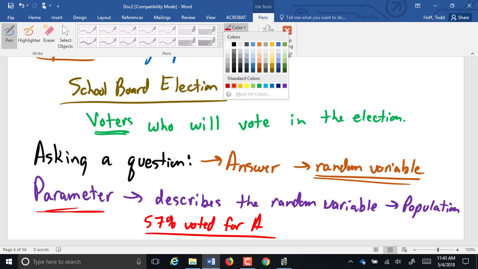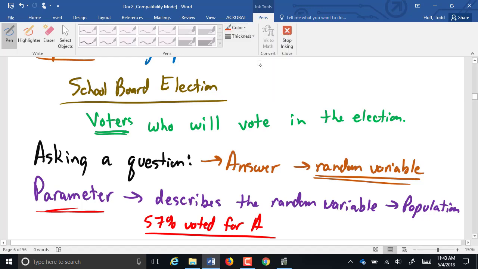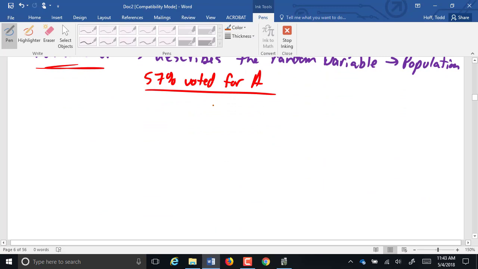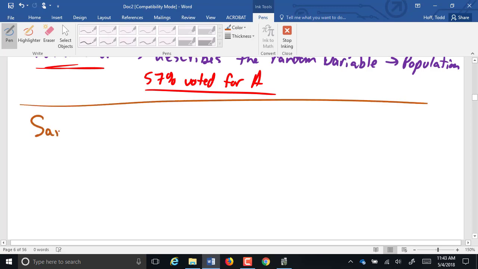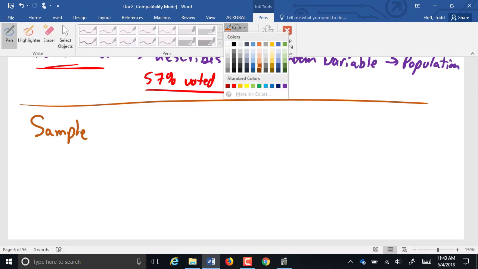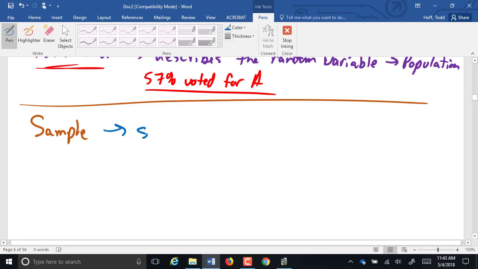Most of the time, we do not look at a full population. And there are a lot of reasons for that. I mean, actually, once the election occurred, there's really no reason to look into this anymore. We would be looking at before the election, trying to predict the result. And trying to get a hold of every voter would be pretty tedious. So what we do is we select something called a sample. And a sample is nothing more than a smaller group selected from the population.